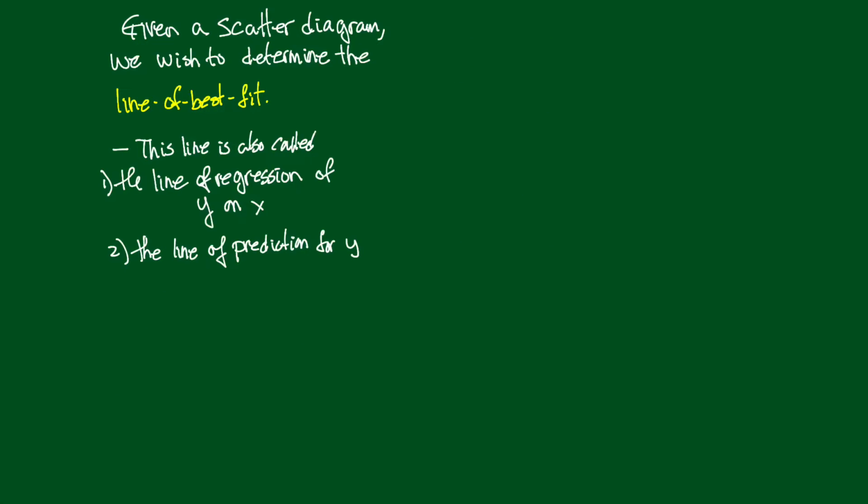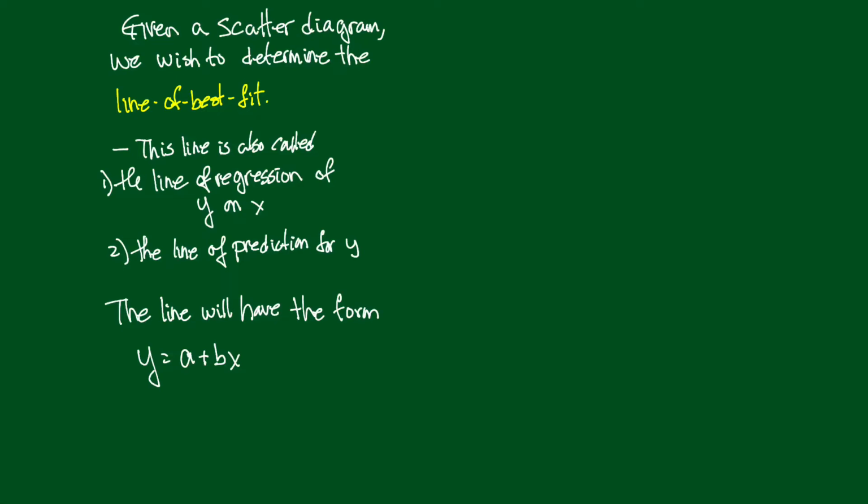So given a scatter diagram, we wish to determine the line of best fit. A couple of other names for this line: it's also called the line of regression of y on x, or just line of regression, or regression line, and the line of prediction for y, because we're going to predict values of y. This line, the regression line, will have this form: y equals a plus bx.